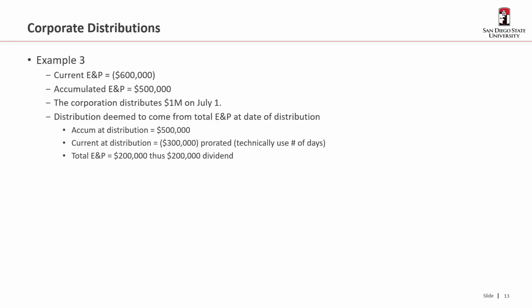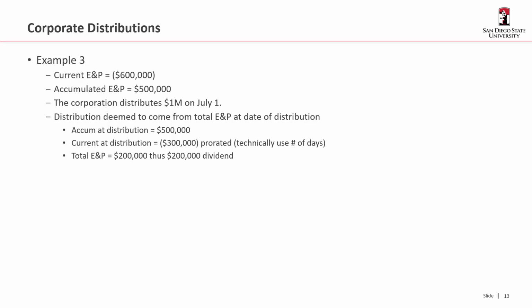Now I've got negative current E&P and positive accumulated E&P. So negative 600,000 current, positive 500,000 accumulated. Again, I have the exact same distribution of $1 million on July 1. When I'm in this situation, what I'm supposed to do is determine what is total E&P on the date of the distribution. So how do I figure out what total E&P is on the date of the distribution?